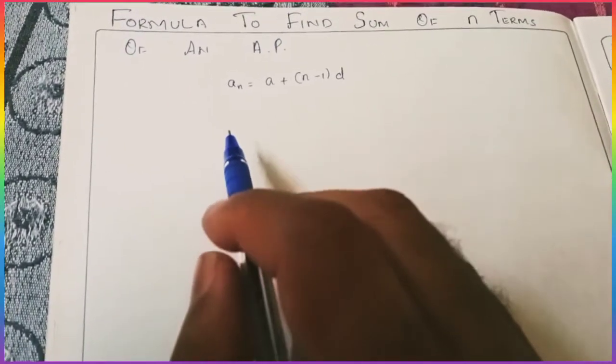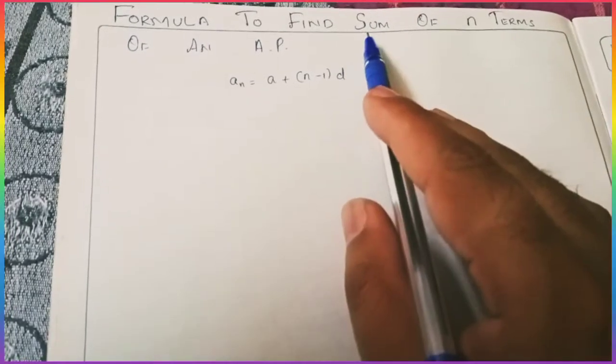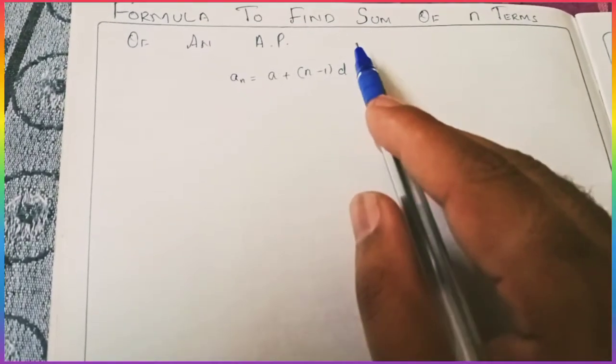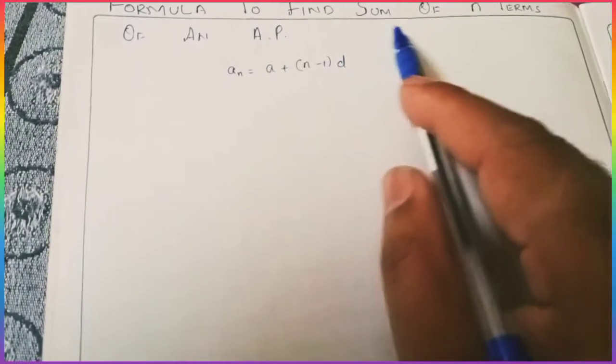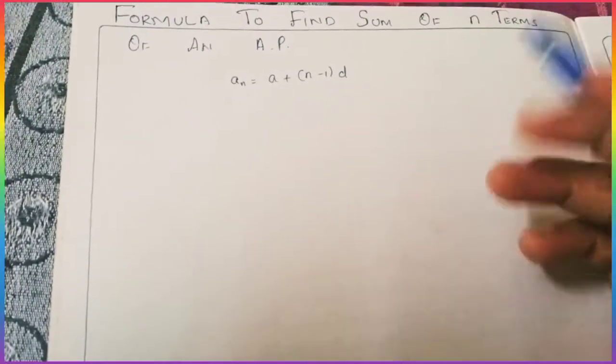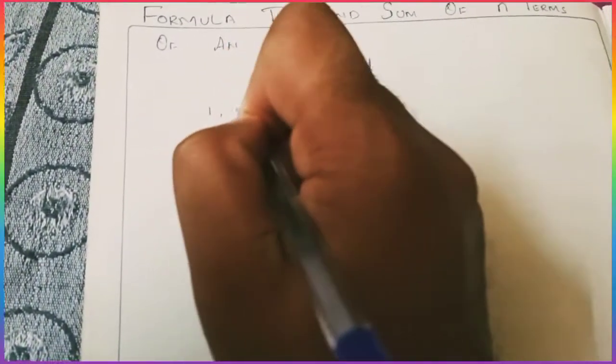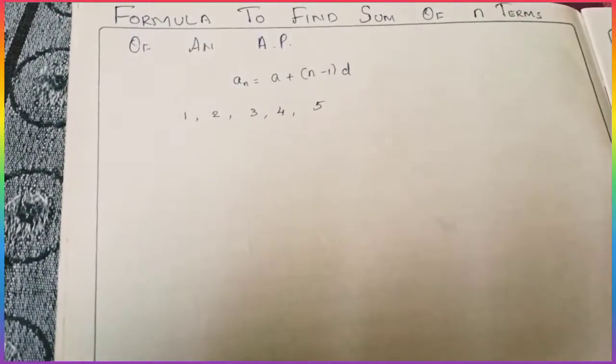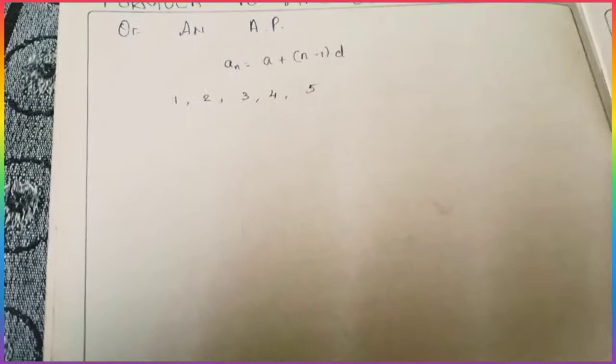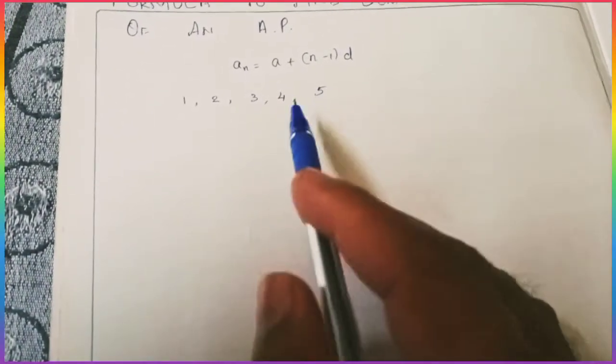Now we are not just finding a particular single term, we are finding the sum of n terms of the AP. For example, if I write a sequence like this, 1 2 3 4 5, it is a sequence where you can see a constant common difference. 5 is the fifth term.